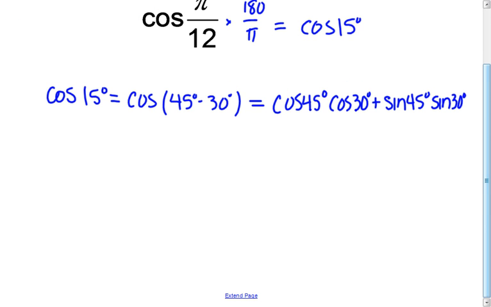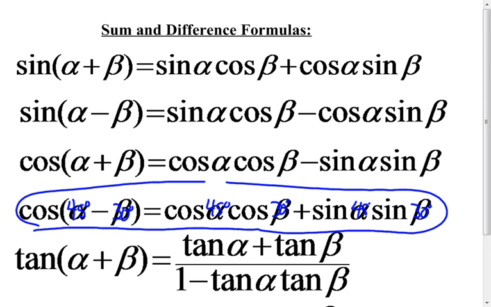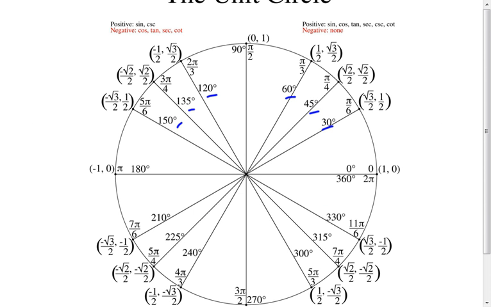Okay, now at this point you're going to go look all of these up on your unit circle. So first of all, you're going to go to 45 degrees. 45 degrees is right over here. I'm going to erase this and clean this up a little bit. 45 degrees is right here. Cosine, of course, is your x value. If you still need to draw the triangles, you can draw the little triangles. Your hypotenuse is 1. This would be root 2 over 2.